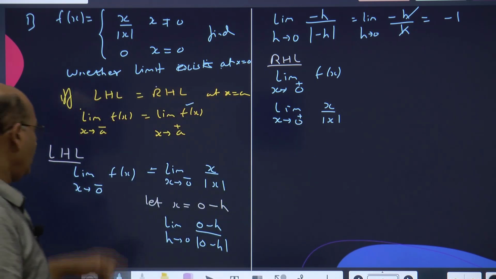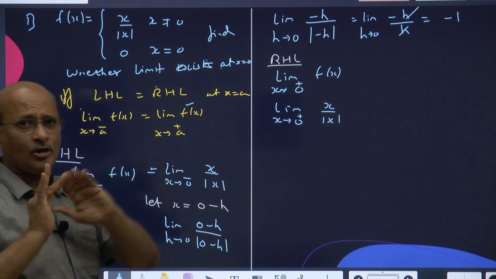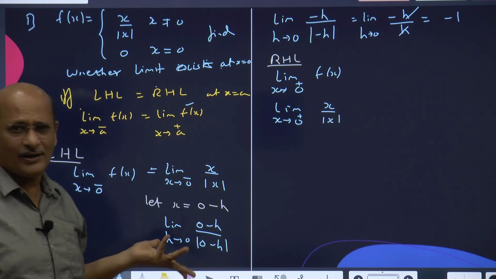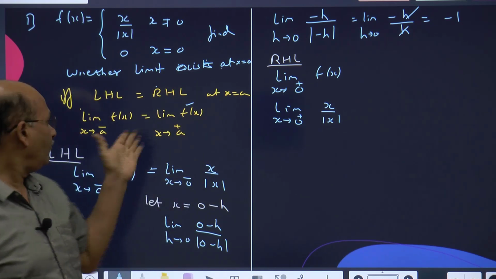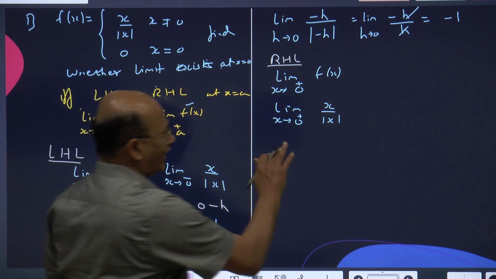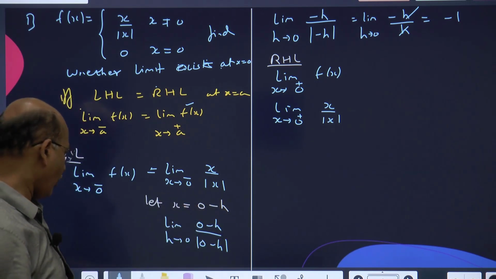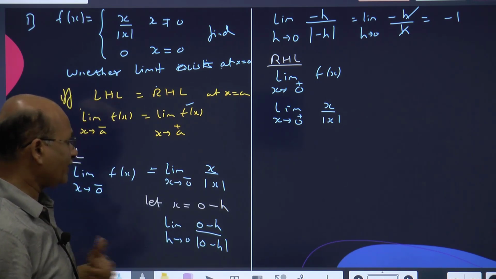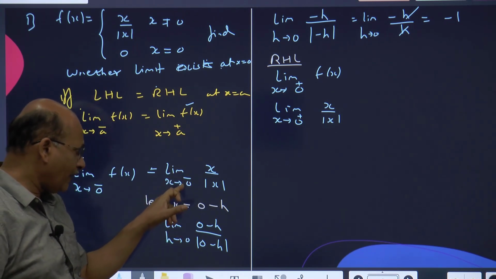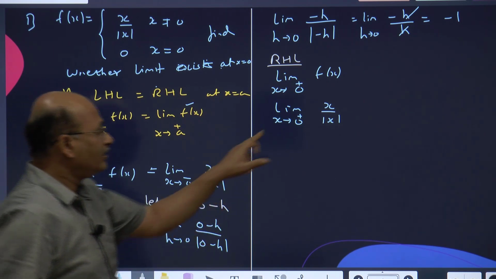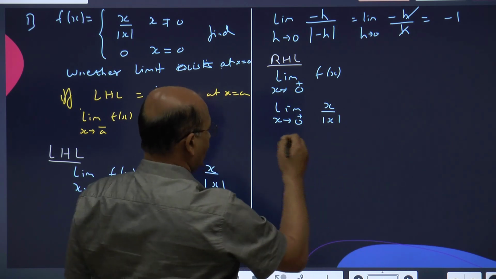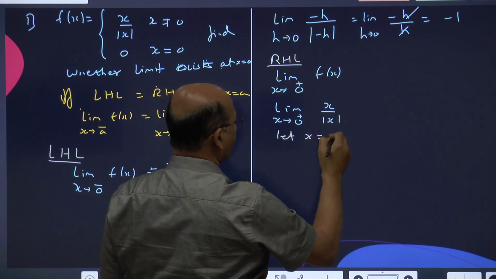Now as I said, a bar and a plus are a non-usable format in limits, because a bar means less than a, which value I don't know, very near to a from the right hand side, very near to a from the left hand side. So I am going to use the same technique of substitution. Now you might ask me, sir, what will I substitute? Now understand, I took a value less than 0, so from 0 I reduced h. Here I am taking a value greater than 0, so I will take the value 0 plus h. So let x be equal to 0 plus h.